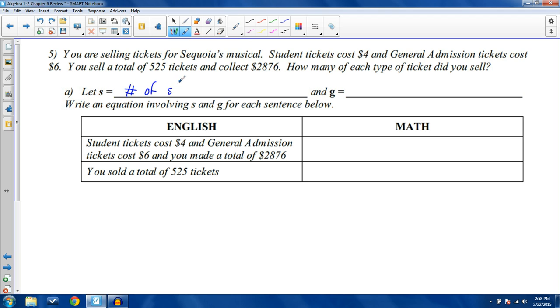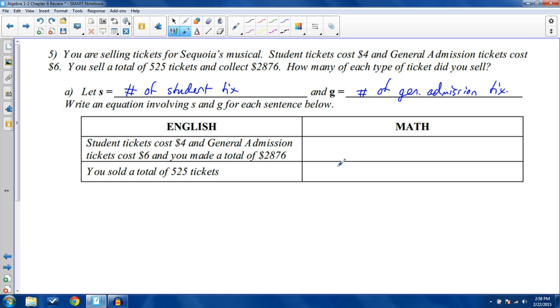S is the number of student tickets. G is the number of general admission tickets. It's not just general admission and student tickets, right? We need to know what those are specifically. I'm actually going to do the bottom one first. It makes more sense. You sold a total of 525 tickets.